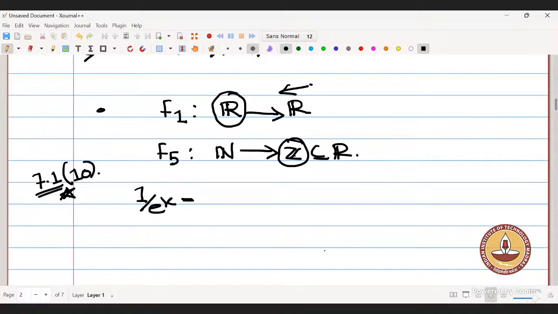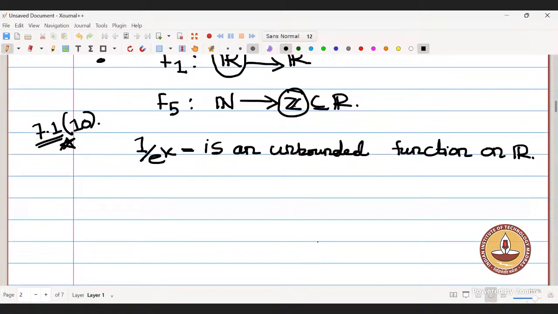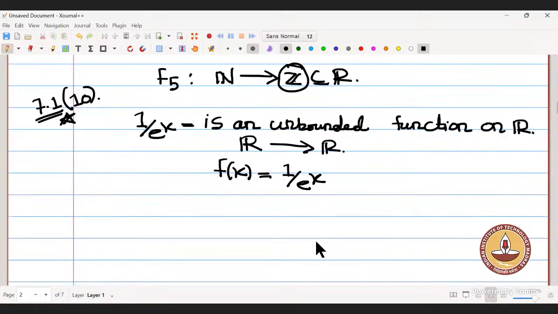The statement basically says this is an unbounded function on R. First tell me, if I consider this function f of x, what is the domain of this function? The real numbers. Yes, because 1 by e power x is defined on the whole of R, so I can consider this f as a function from R to R. Next, tell me what you mean by a bounded function. I don't understand what a bounded or unbounded function is.